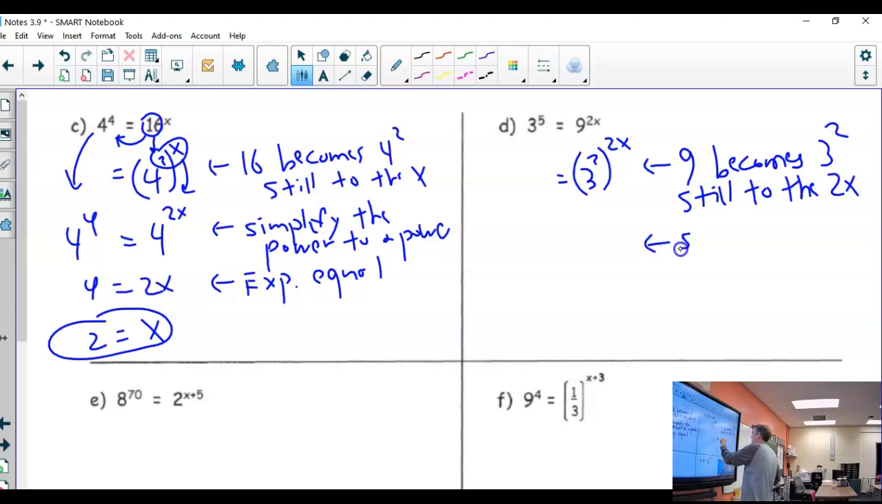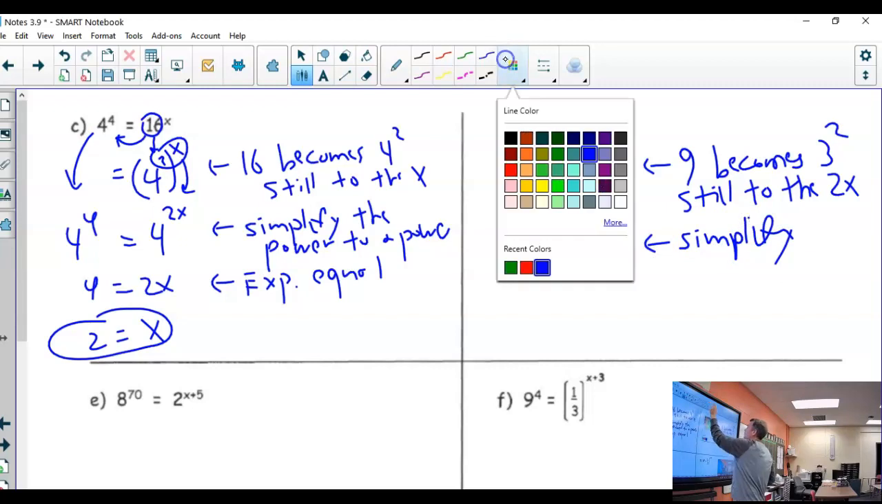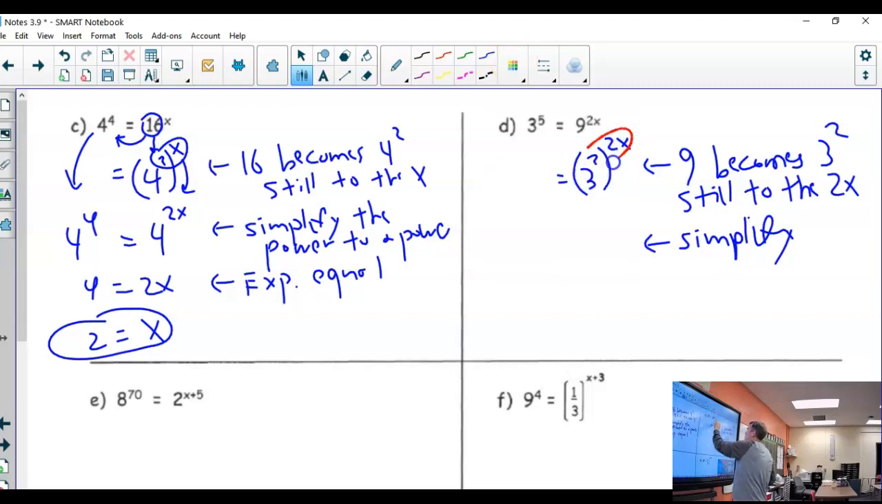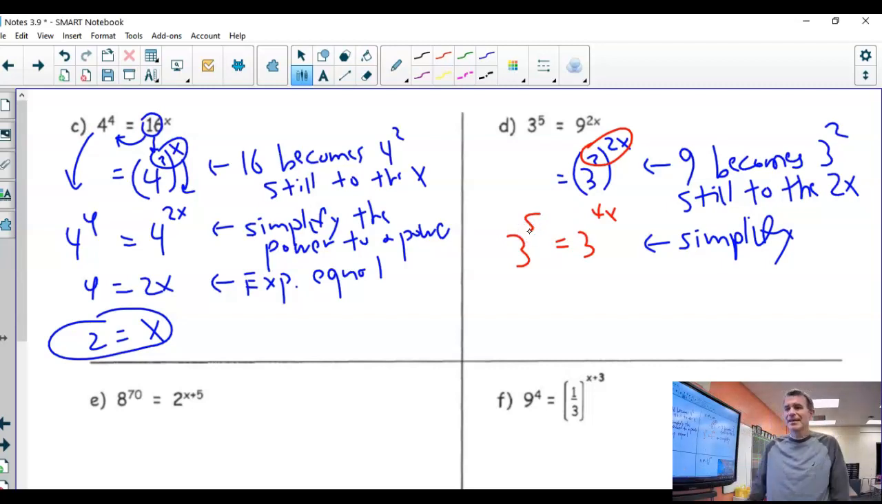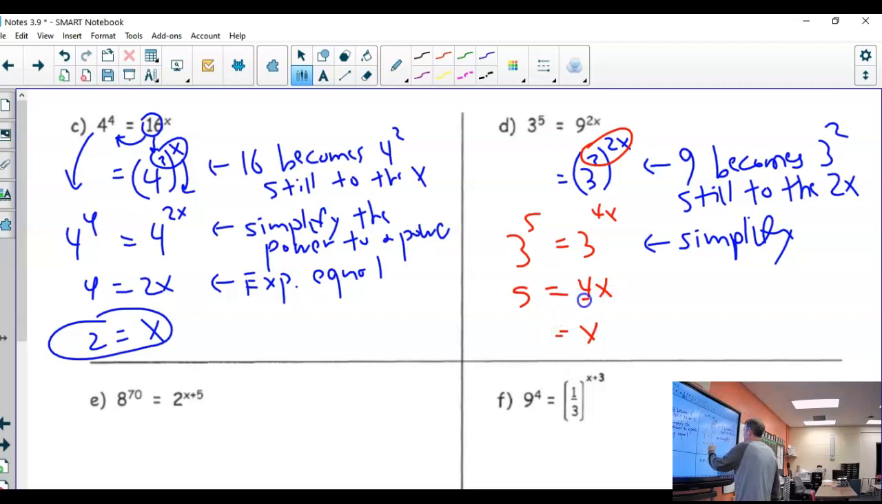And then I simplify it. And I would simplify it, of course, by I have a power to a power, so I'm going to multiply them together. And that would be 3 to the 4x equals 3 to the 5th. I have made the bases the same, and so now I can set the exponents equal to each other. 5 would equal 4x, or if I divided both sides by 4, I get x equals 5/4.